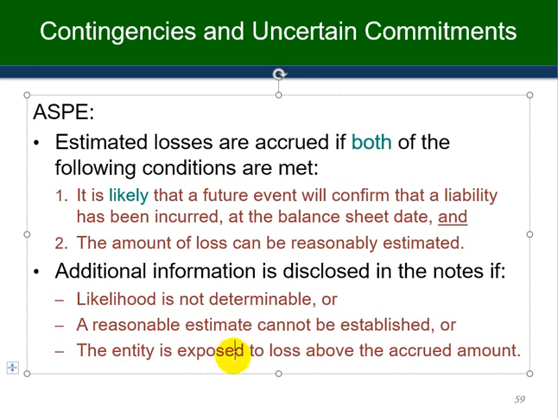Now, to the extent that we can establish a reasonable estimate, so we can say that it's going to be more than $100,000, but we don't know whether it's going to be $100,000 or $200,000, we would actually accrue the loss for the $100,000, and we would disclose in a note the extra $100,000 that we weren't sure was going to be paid. So we may actually have a situation where part of it is recorded as an obligation and part of it is recorded as a note.